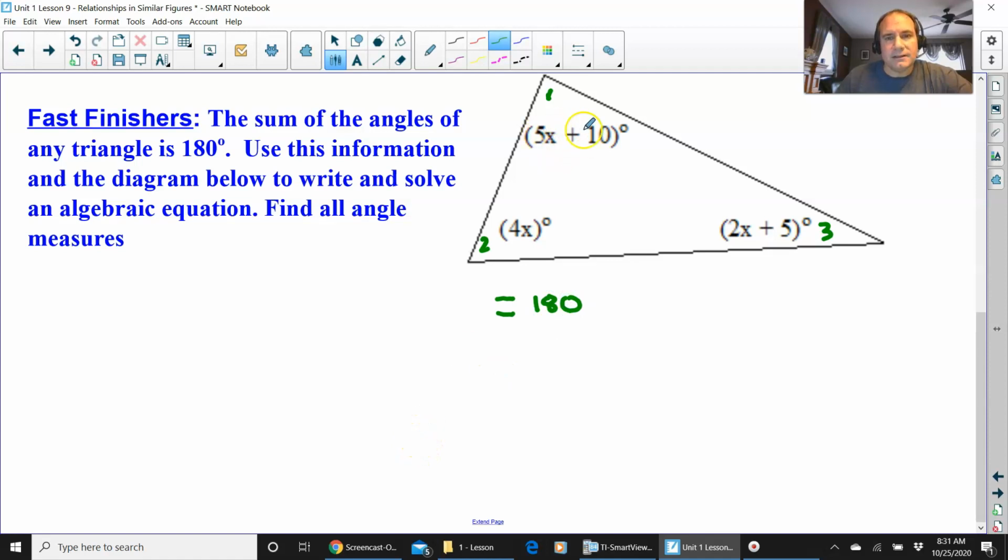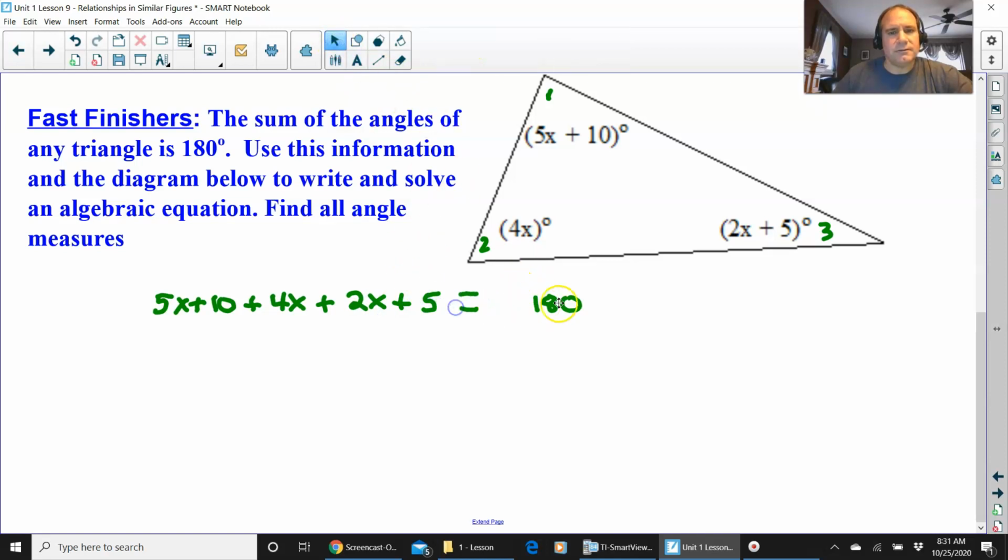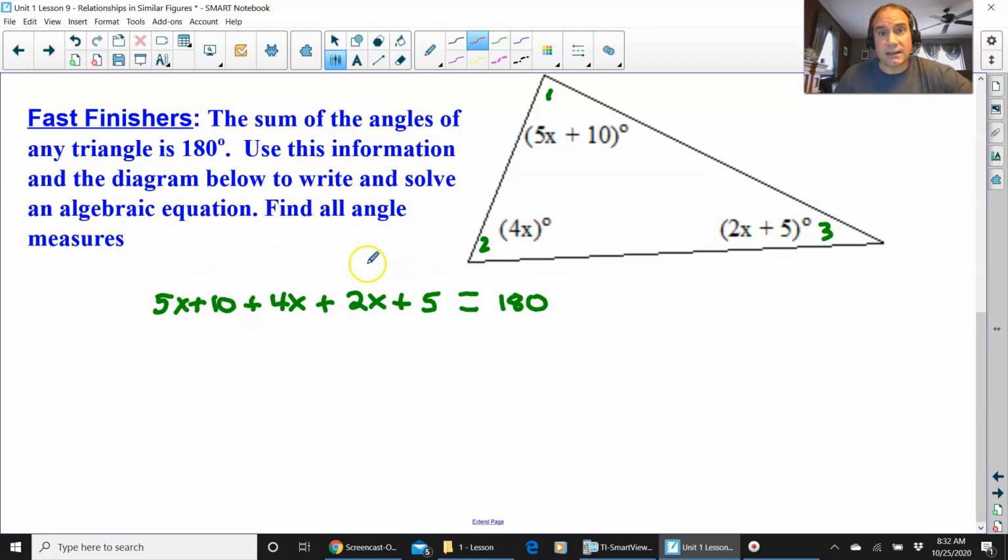All right, this plus this plus this equals 180 degrees. So we're going to start over here: 5x plus 10 plus 4x plus 2x plus 5. And we're going to move this over. All right, so that means you're setting it up where, when you add every single interior angle up, it equals 180 degrees, and that is true.